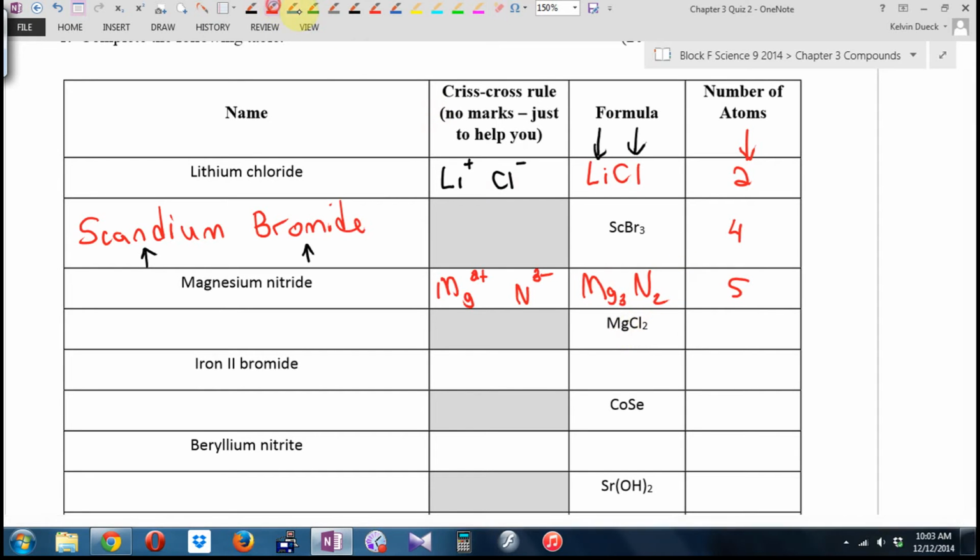MgCl2. Well, first of all, I can do this part. There's 3 atoms. Mg, magnesium, multivalent or not? So no Roman numerals. This is going to be magnesium chloride.